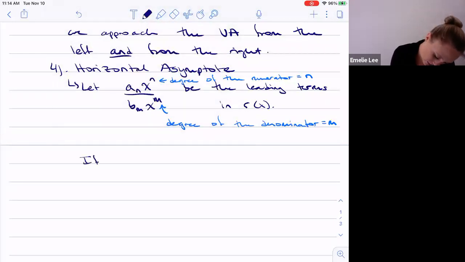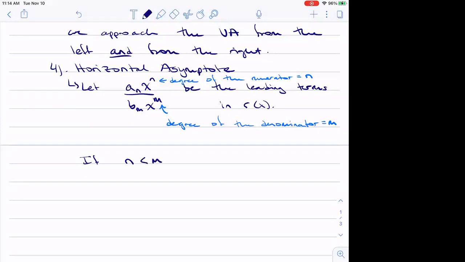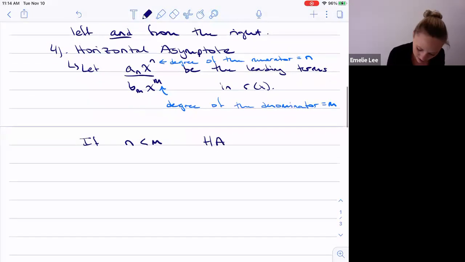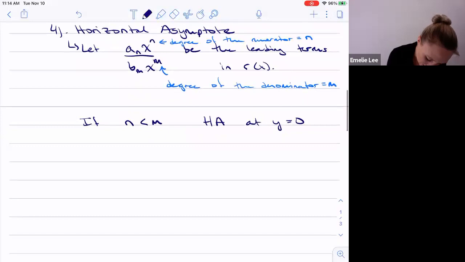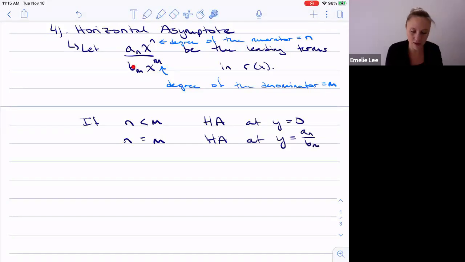So if n is less than m, the horizontal asymptote is at y equals 0. Okay, so that's always going to be true. If n is equal to m, then you have a horizontal asymptote at y equals a subscript n over b subscript m. Just the leading coefficients as a fraction. That's only if the two degrees are the same.